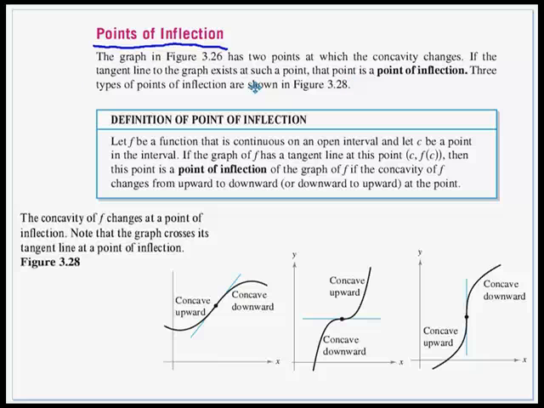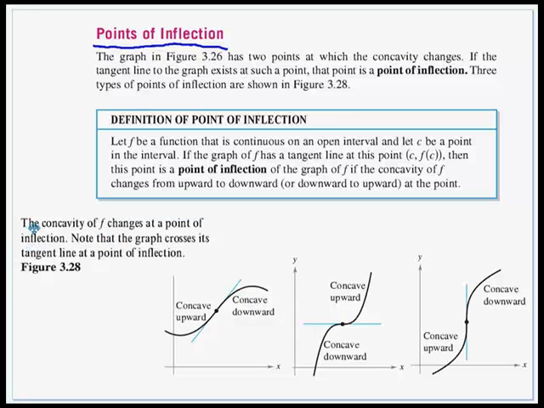So 3 types of points of inflection are shown in figure 328. So it says here, the concavity of function f changes at the point of inflection. Note that the graph crosses its tangent line at the point of inflection. So here we have our point of inflection. The tangent line's in blue. To the left of it, we're concave up. To the right of it, we're concave down.